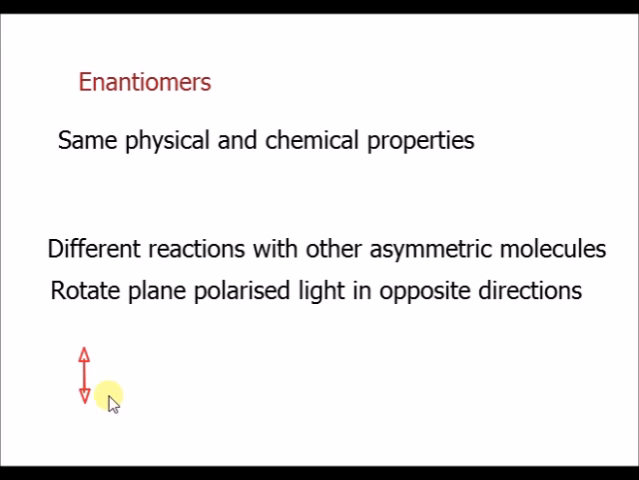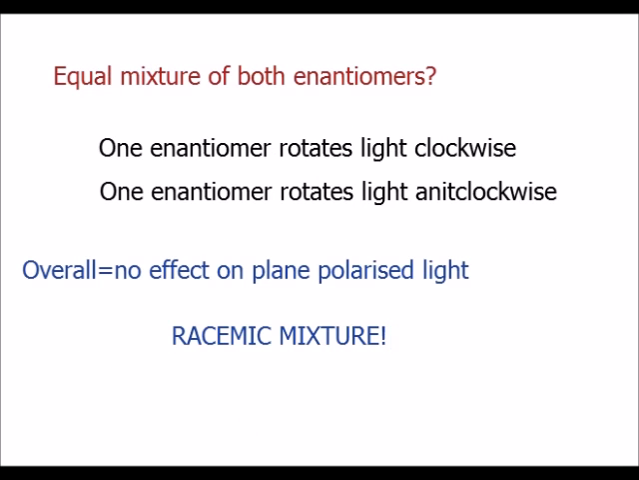So if we started off with a polarized light ray like this, we would get 2 different outcomes. So one enantiomer will rotate light clockwise, and one enantiomer will rotate light anti-clockwise when we have equal mixtures of both enantiomers. Because they're rotating in opposite directions and equally, this rotation will cancel out. This means that overall there will be no effect on plane polarized light, and this is called a racemic mixture.